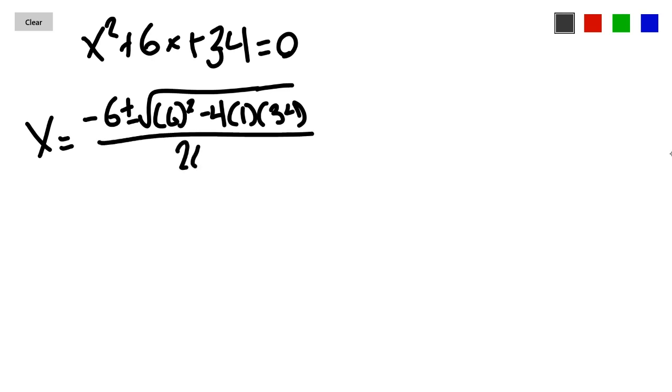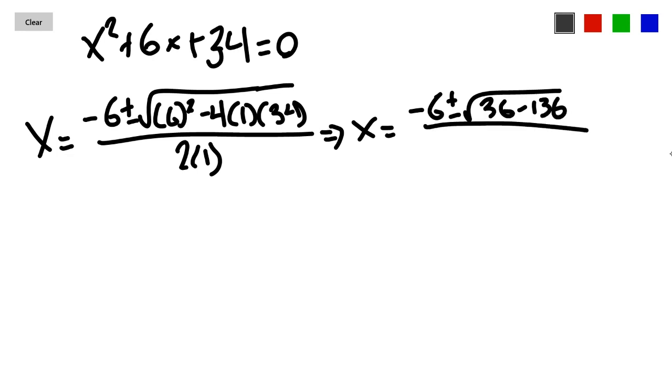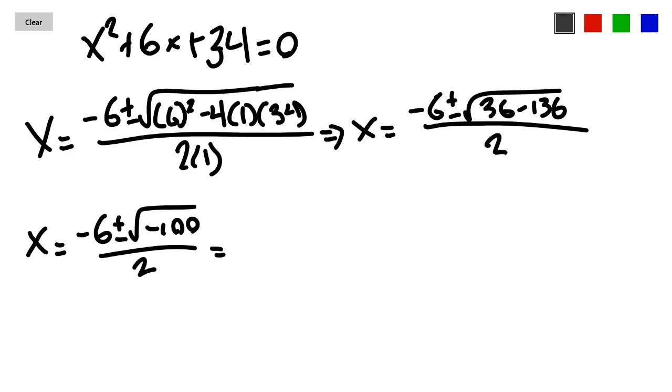over 2 times 1. And this is going to give me x is equal to negative 6 plus or minus the square root of 36 minus 136 divided by 2. Simplifying a bit, I have x is equal to negative 6 plus or minus the square root of negative 100 over 2. The square root of negative 100 is 10i. So I have x is equal to negative 6 plus or minus 10i over 2.